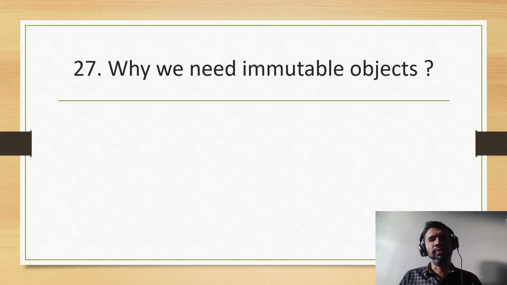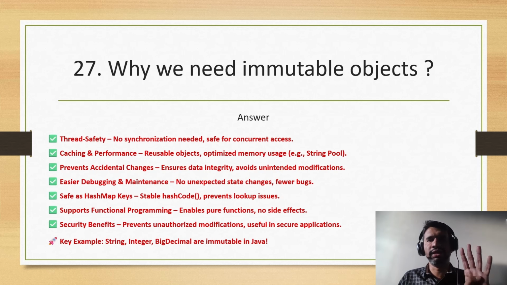So why do we need an immutable object? That's very important because many times we'll be using string always, but we'll not be aware why we need an immutable object like string. One is thread safety, as we discussed. Once the object is created, it can't be changed. If you change it, it will create a new object altogether. So it's thread safety, caching and performance.